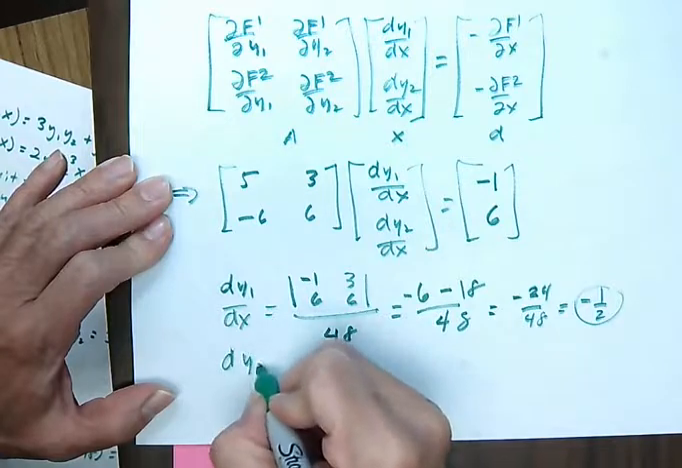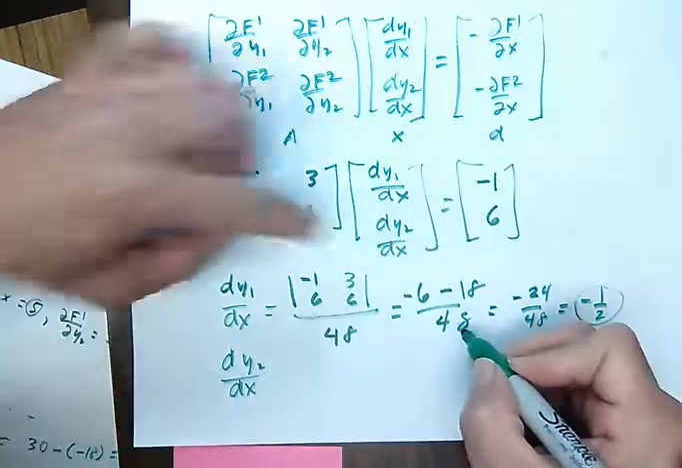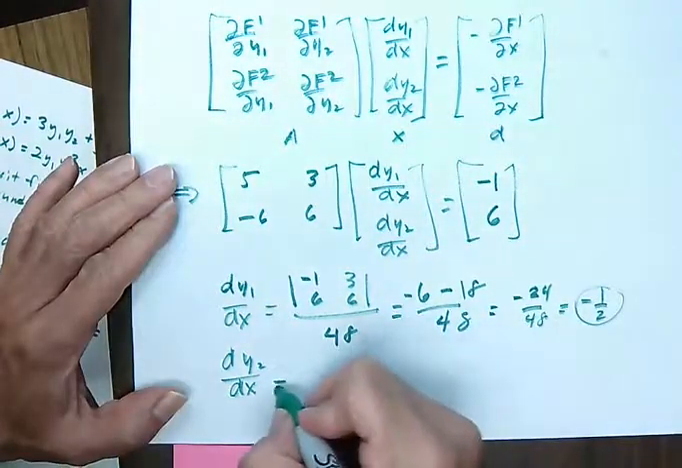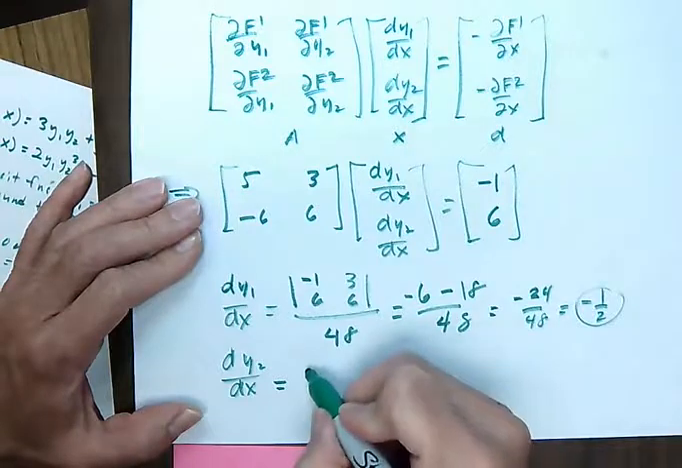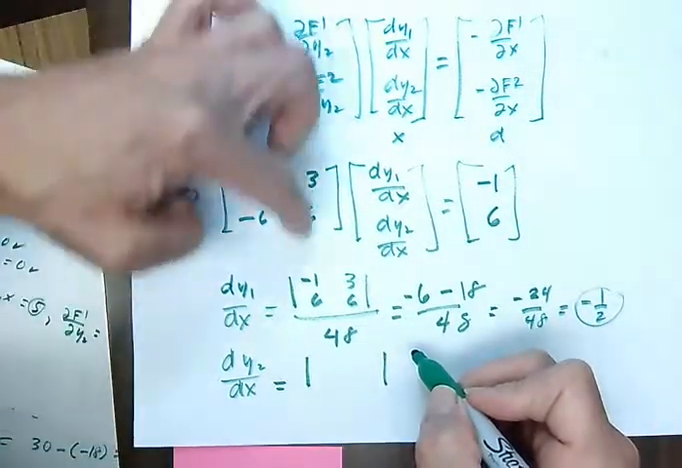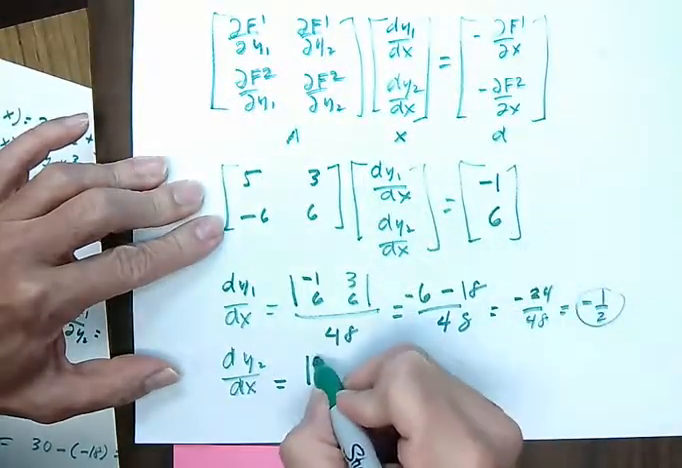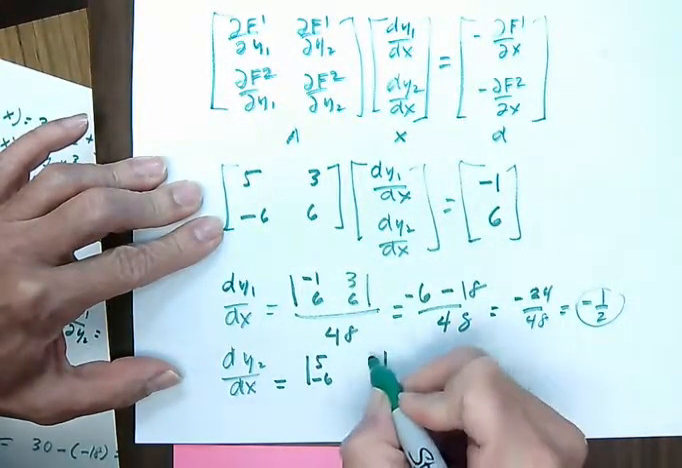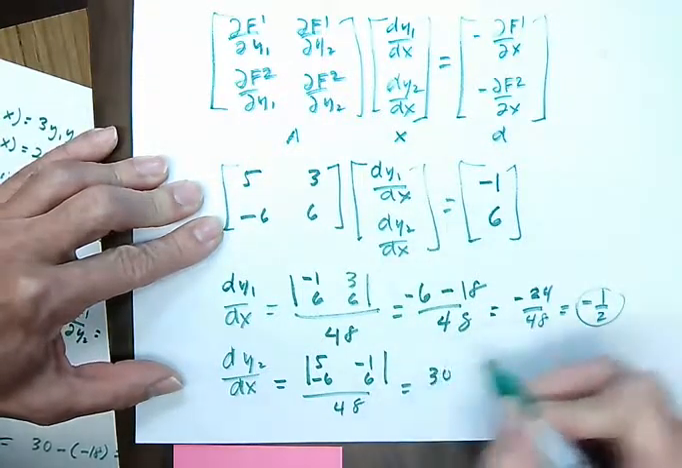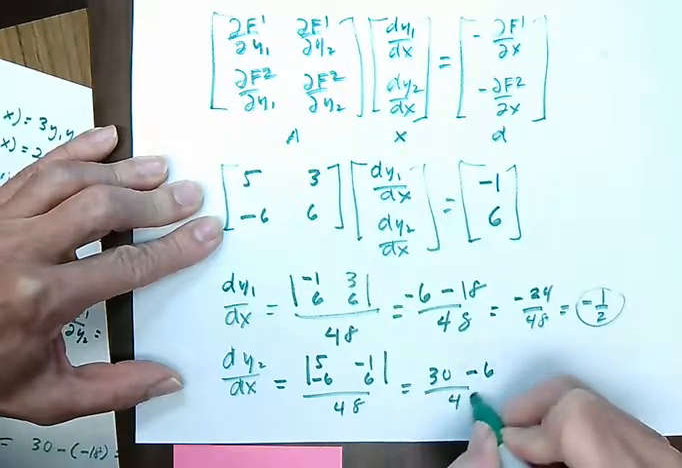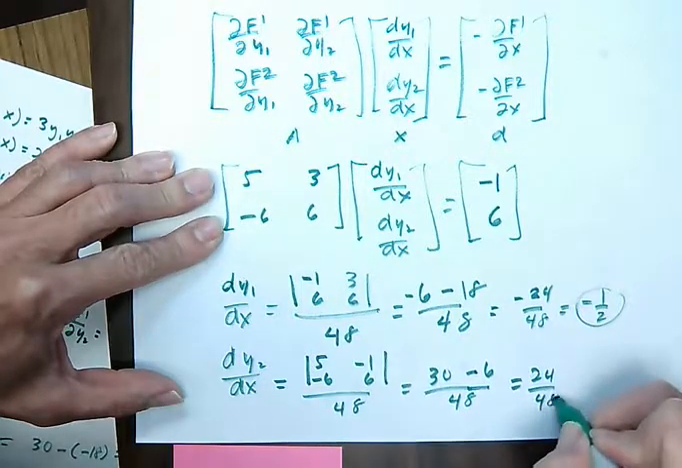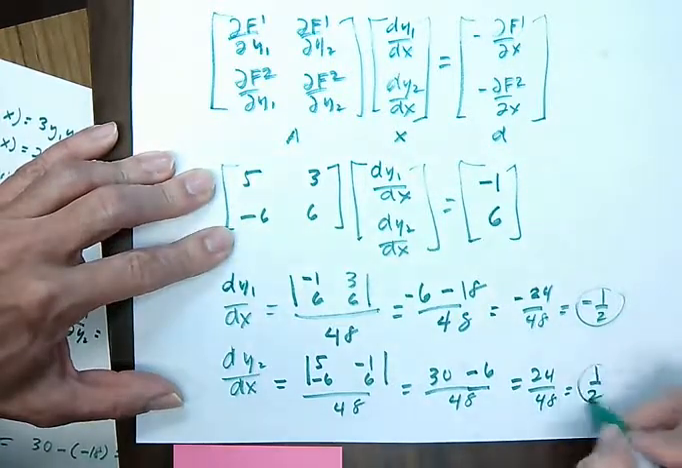And finally, dy2 dx, the derivative of y2 with respect to x, is our second variable in the X variable matrix. So using Cramer's rule, it's going to be the determinant of the A2 matrix over the determinant of the A matrix. How do we get that A2 matrix? We replace the second column of the A matrix with the D column vector. So we have here 5 times 6 minus minus 6 times minus 1 is 6 over 48, which is 30 minus 6 over 48, which is 24 over 48, which is equal to a plus 1/2.